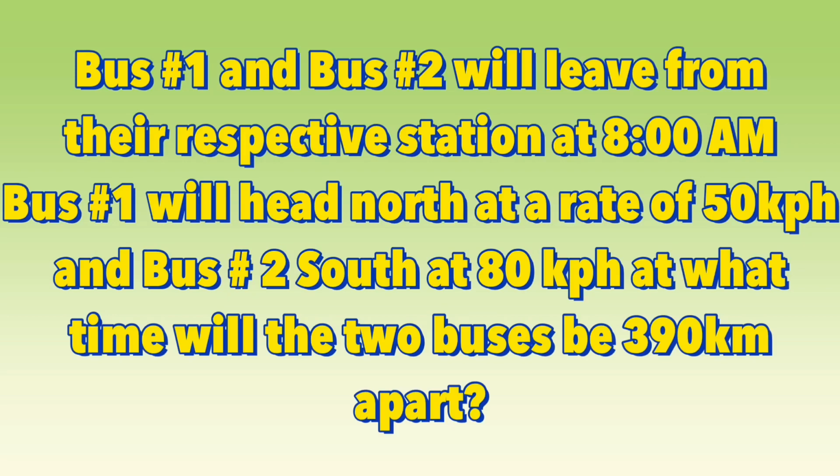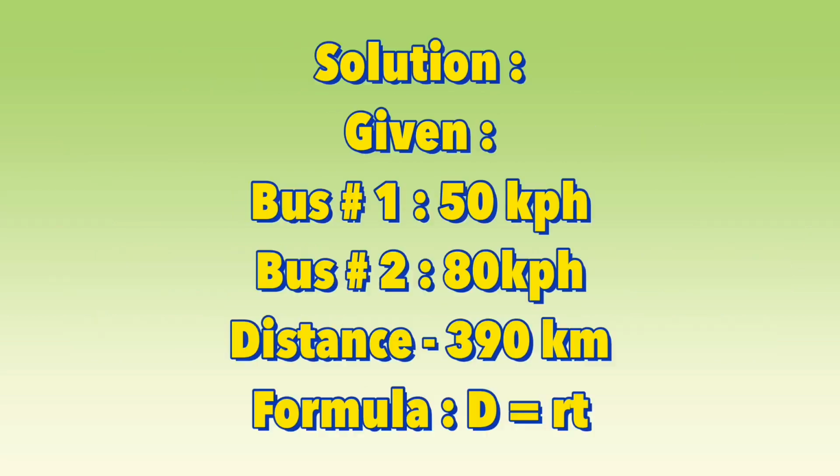Our solution, given: bus number 1, 50 kilometers per hour the rate. Bus number 2, the rate is 80 kilometers per hour. And the distance covered is 390 kilometers. Our formula, D equals RT. Equation: we have D equals the distance of bus 1 plus the distance of bus 2. And solve the equation. We have D equals D, the first bus distance, and the second bus distance.